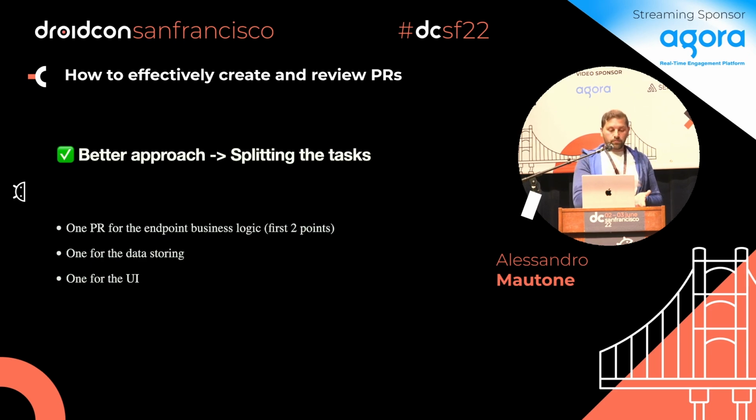And then finally, we can have one for the UI. Again, if it's a screen built from scratch, this can be quite big. But even if the UI is there, it can be quite a big change. You need to introduce, I don't know, some live data, for example, some flow, some new state. And so splitting all those 3 things is going to be way nicer for the reviewer and also for you as an author.